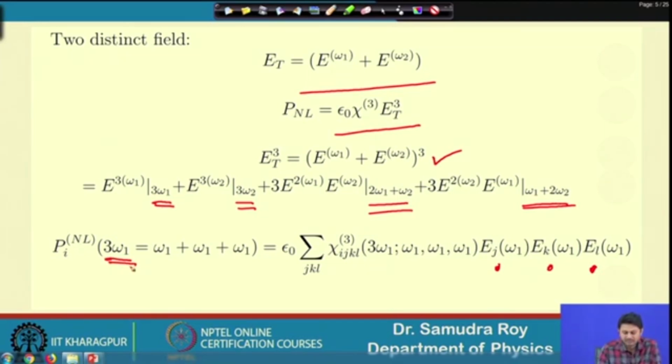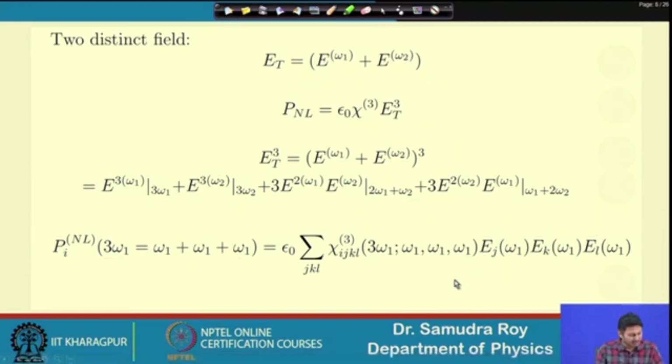So, how can we find the 3 omega 1 frequency? By adding omega 1 and omega 1. When I add omega 1 three times together, only then can I have the 3 omega 1 frequency. So this we can only have when we have a multiplication of these first 3 things, and these 3 fields have to be the same field because they have the same frequency components, and we have a degeneracy factor here, and this degeneracy factor has to have value 1 because they are all the same.